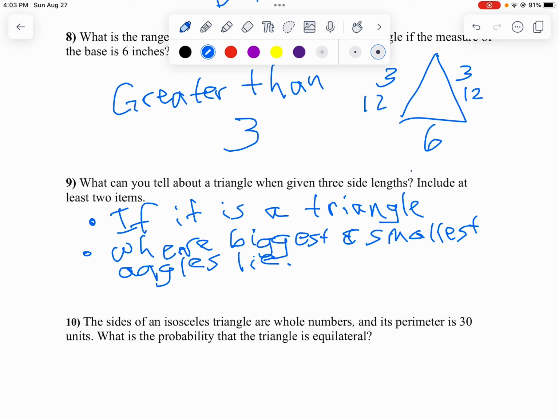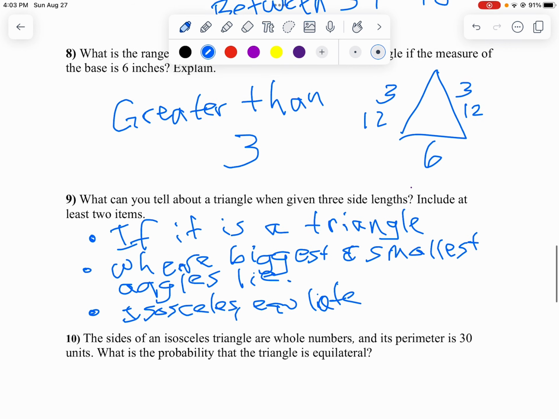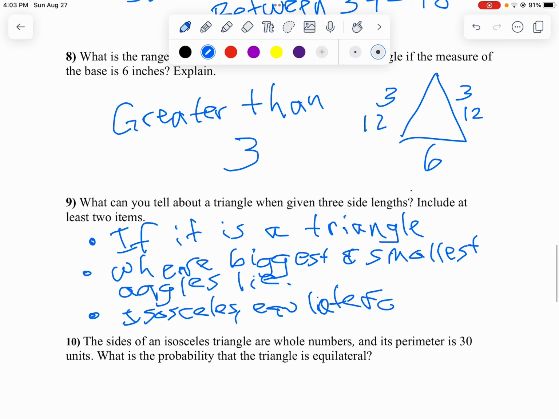And of course, we can tell if it's isosceles, equilateral, or scalene. You only need to put 2 of those written down. I said at least 2. It'd be nice if you have all 3.